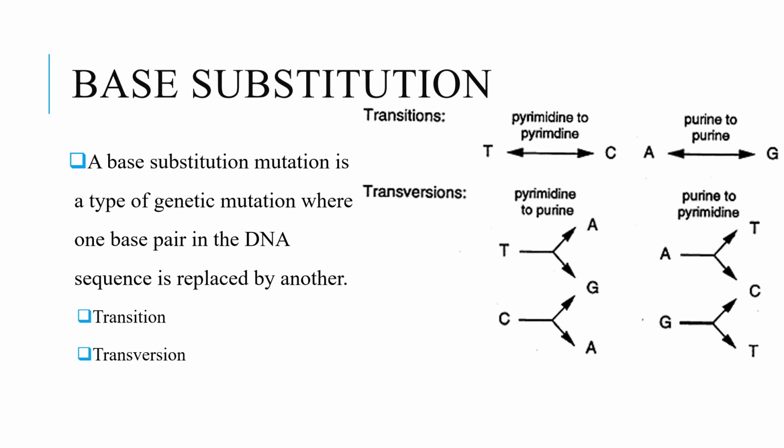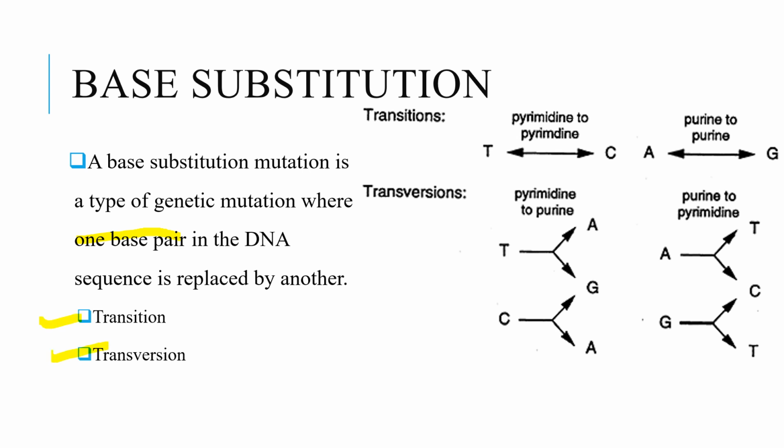So what is base substitution? As you can see here, a base substitution mutation is a type of genetic mutation where one base pair in the DNA sequence is replaced by another. If only one base pair in the DNA is replaced by another, it is called base substitution. As you know, base substitution is of two types: number one is transition, another one is transversion.